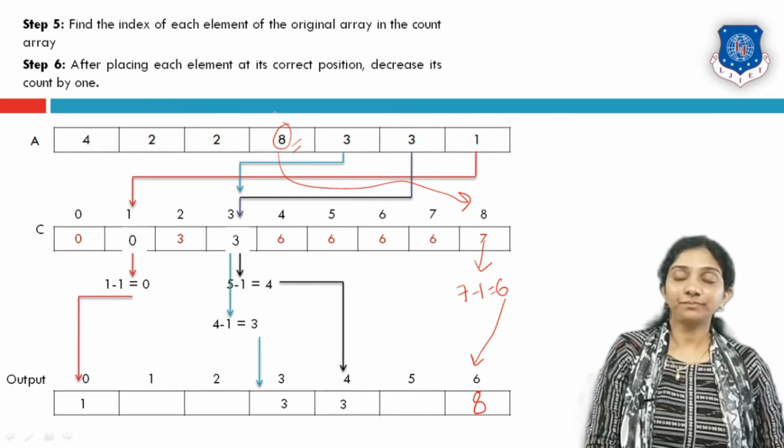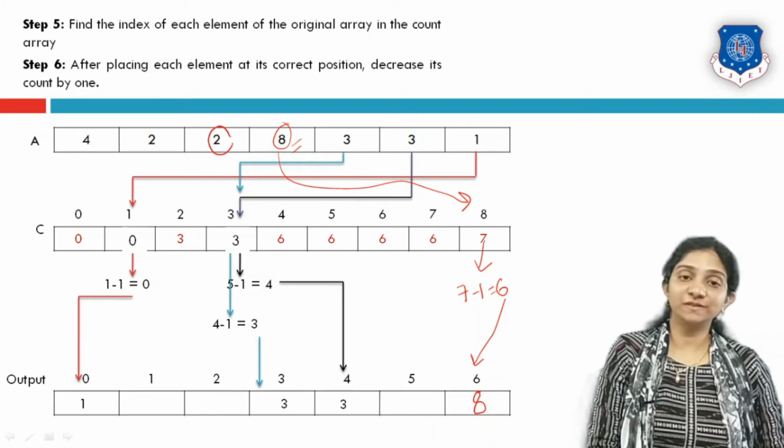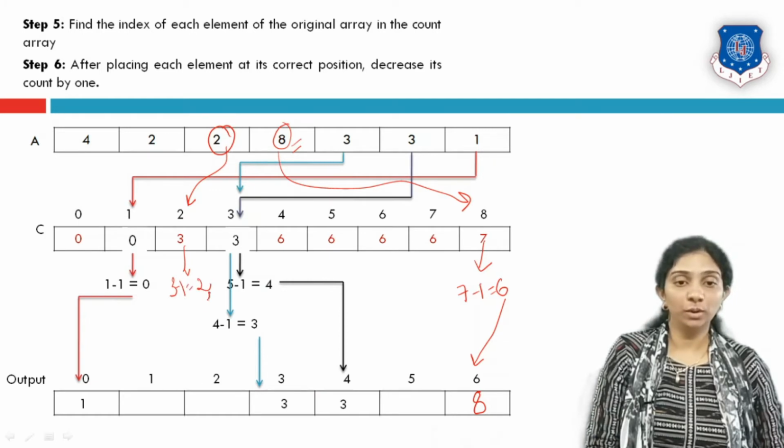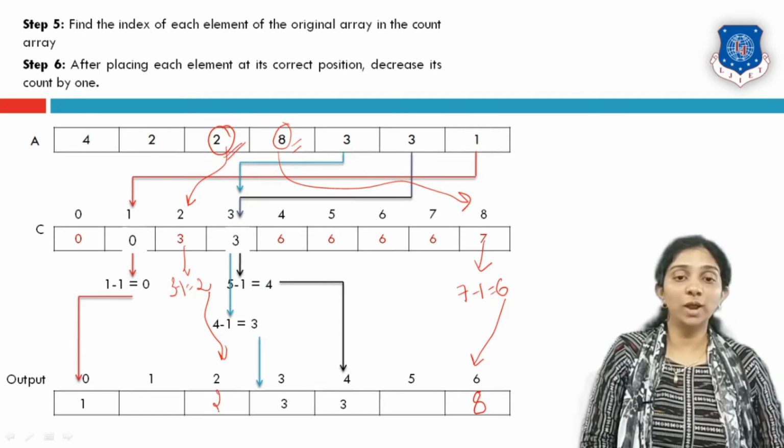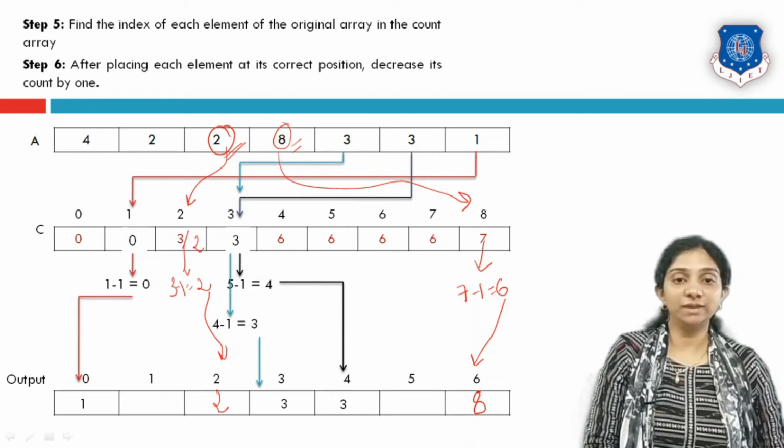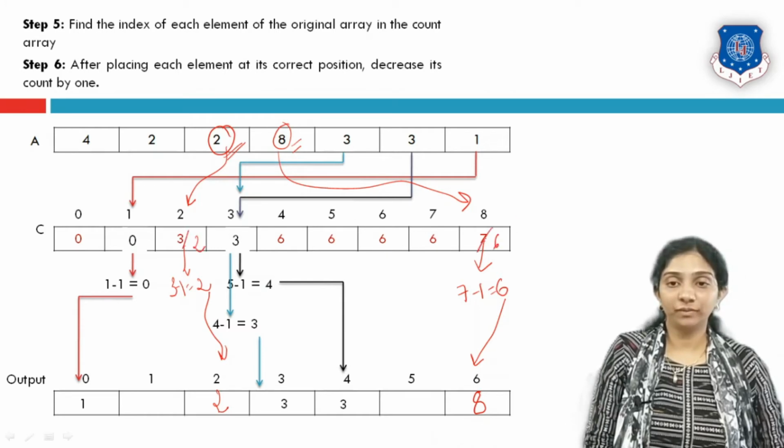Now the fifth last element is 2. We will go at index number 2, take out the value which is equal to 3, decrement it by 1, that is equal to 2. Now we will go at index number 2 and store the original number 2 at this location. And after storing that value, we have to decrement the count by 1.